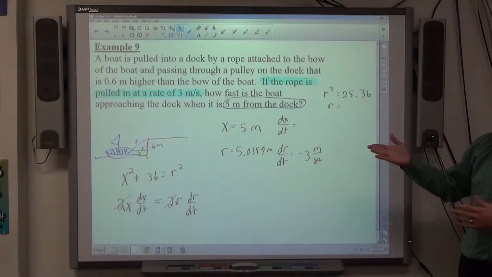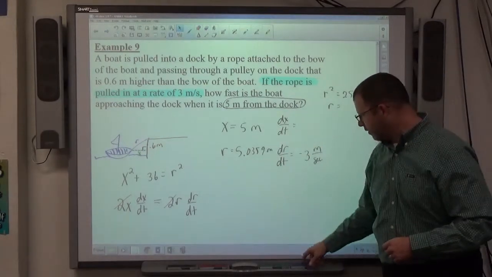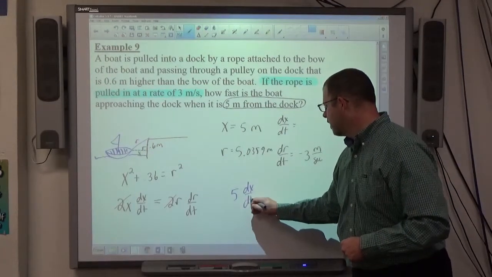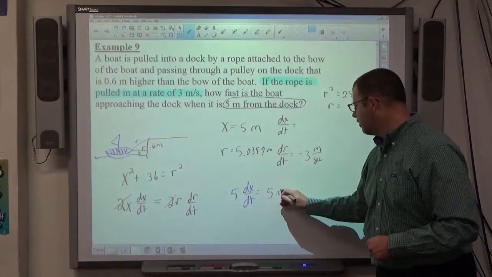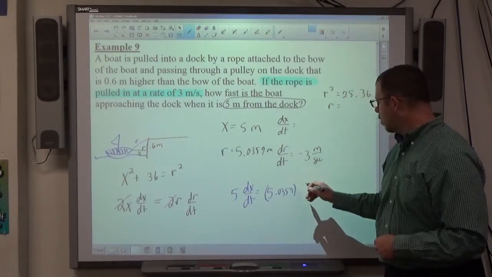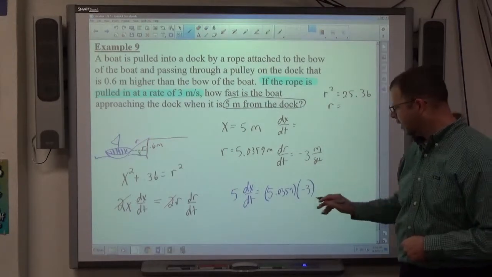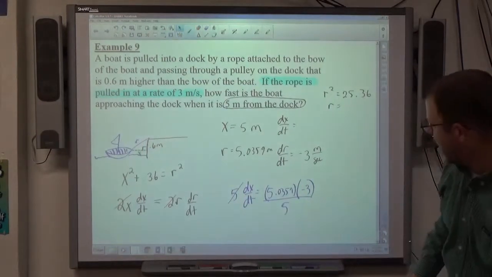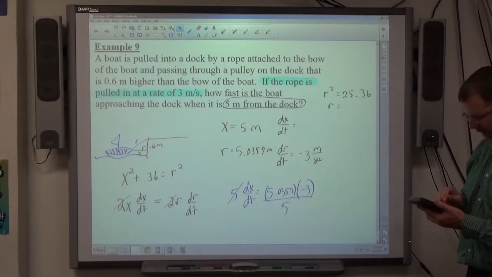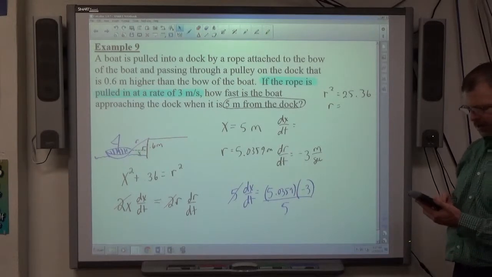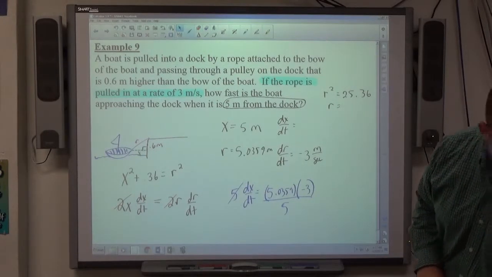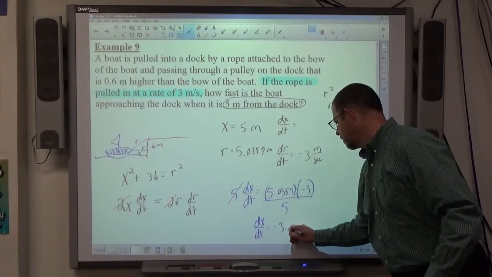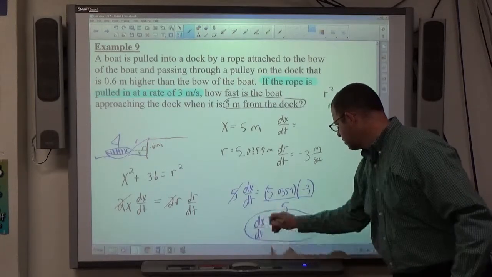At this point, I just have to substitute what I know. All 3 of these numbers go in. This is what I'm looking for. So x, which is 5, times dx over dt, which I don't know yet, equals r, which is 5.0359, times dr over dt, which is negative 3. So to get dx over dt, I just have to take this product and divide it by 5. I can just type that in my calculator exactly as it's written. 5.0359 times negative 3 divided by 5 comes out to negative 3.02. That's meters per second.